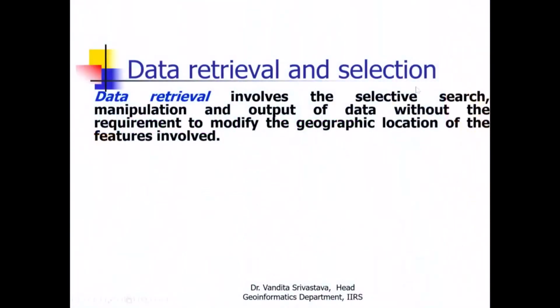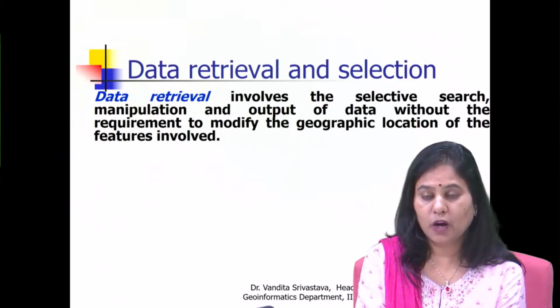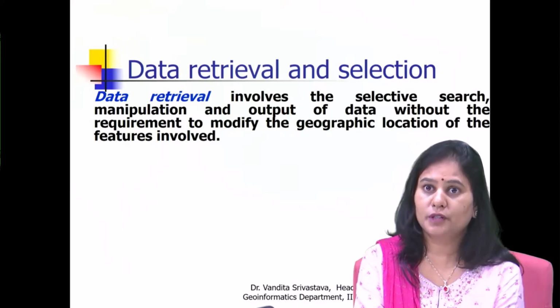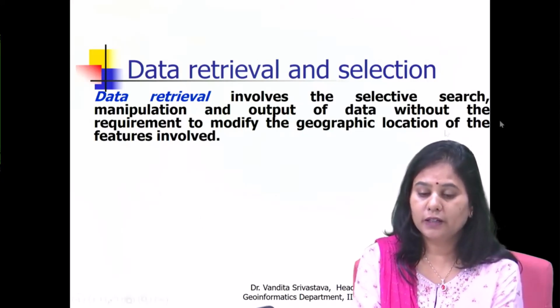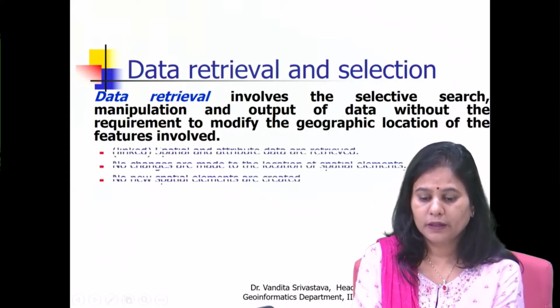So I'll show you some examples of data retrieval and selection. First, let us understand what it is. It involves selective search, manipulation and output of data without requirement. Please note this, without requirement to modify the geographic location of the features involved. This is very important. When you do the retrieval, it does not modify the geographic locations of the features. Okay.